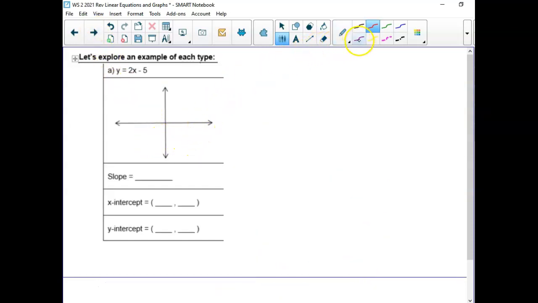Can you have this one done already? You shouldn't even need me. -5 down here, up 2 and over 1. So I'm just going to sketch something ridiculously off. The slope was 2 over 1, or 2. Okay, the y-intercept was down at over 0 and down 5. All right.